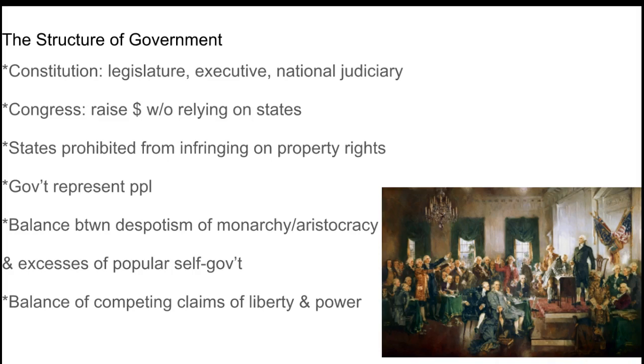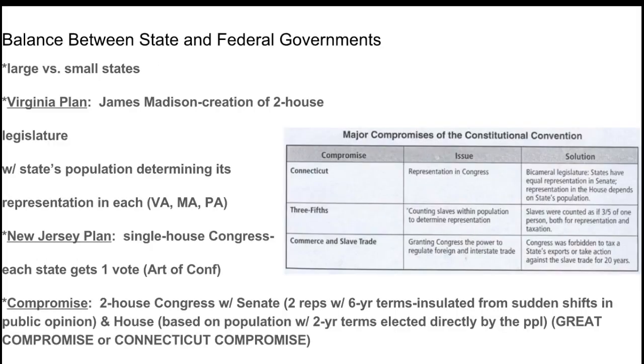You had to balance the claims of liberty and power. So you have to find this balance between power and freedom, which is a very hard thing to do. You have large versus small states. You remember we said that with the Articles of Confederation, every state had one vote.